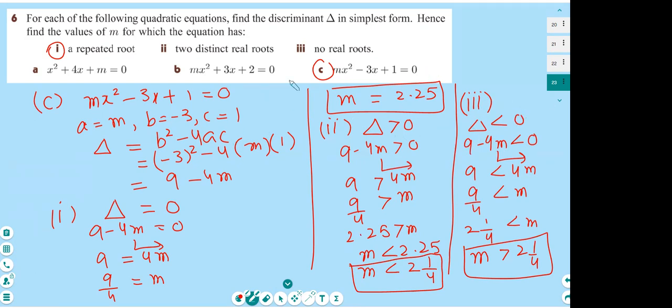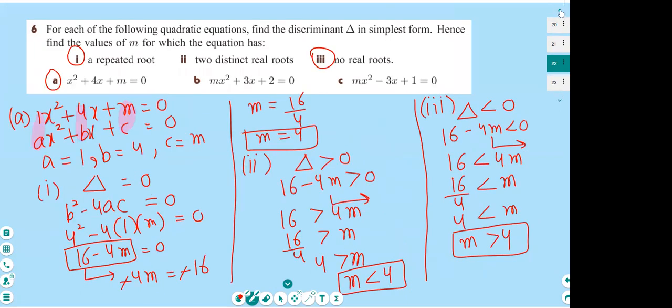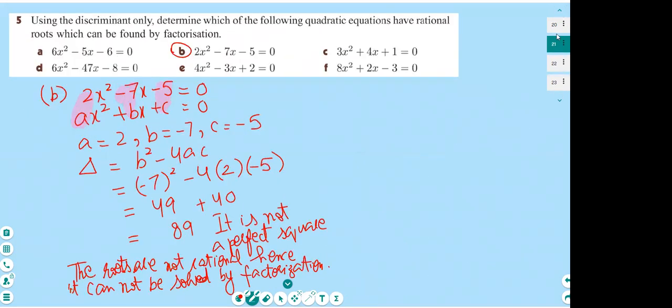Okay, practice these questions and I hope you understand the working we have done in this exercise.